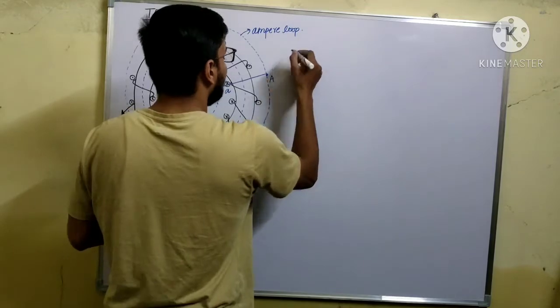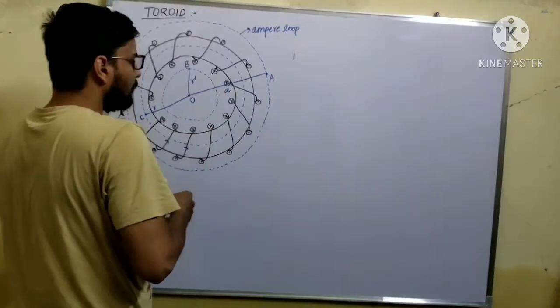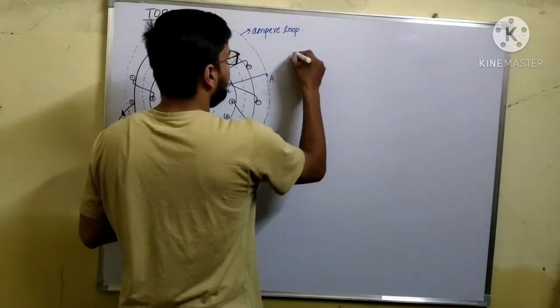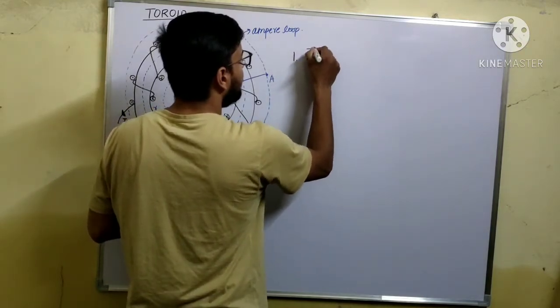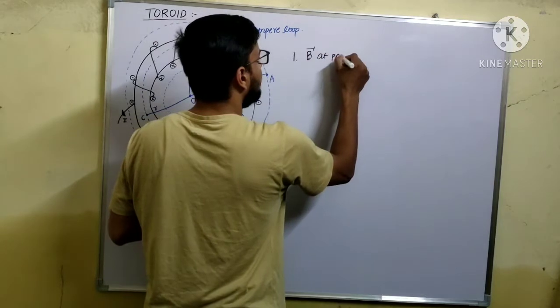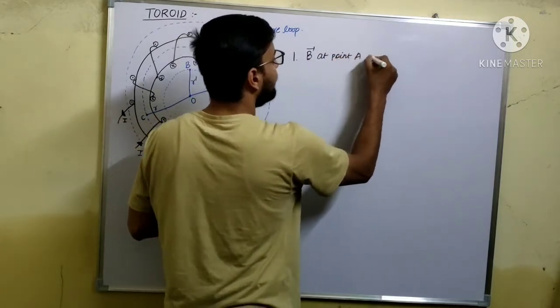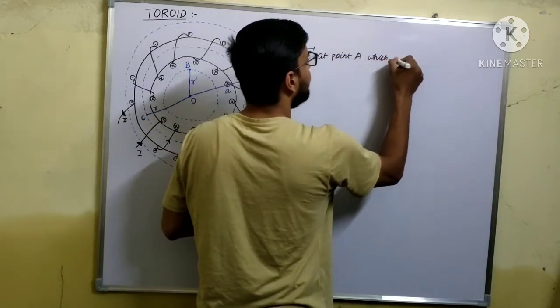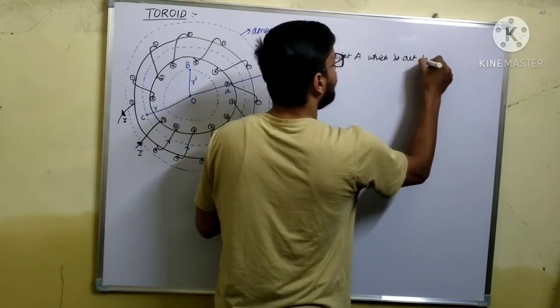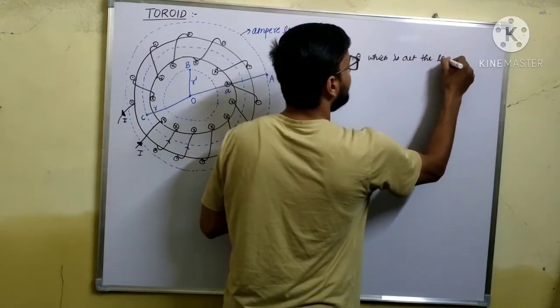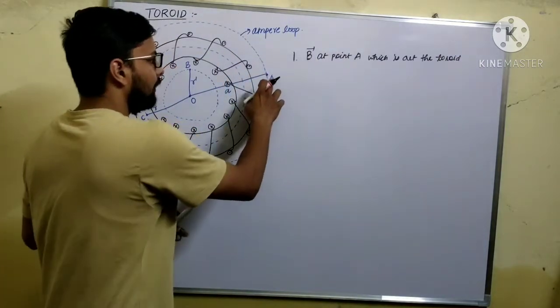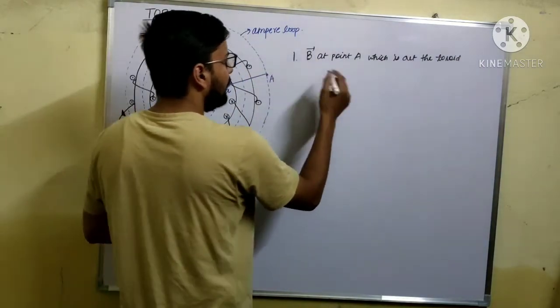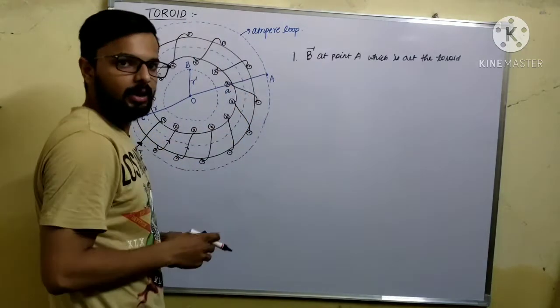Okay, so first we are seeing the magnetic field, the value of B at point A, which is outside the toroid. Okay, so at this point A, we have drawn what? We have drawn an ampere loop.